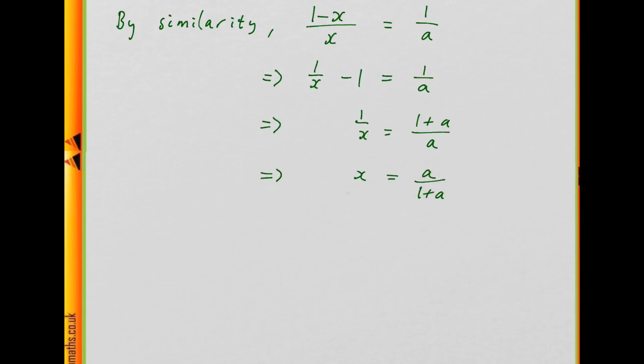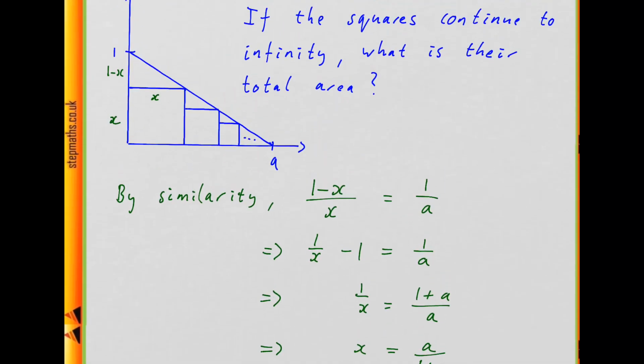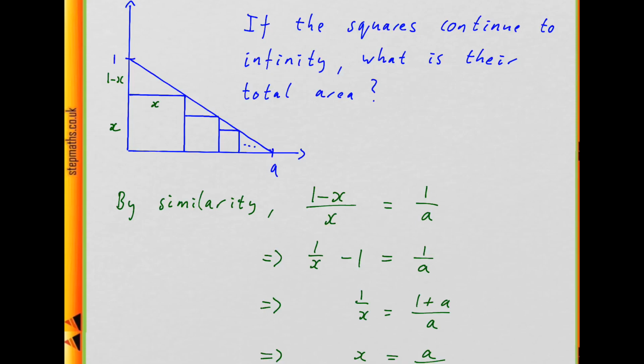Okay, so this is our value for x, but we need to find out the side lengths of each of the squares, not just the largest one. And then the thing to notice here is that we can do the same thing again. Imagine we just look at the next one and call the side lengths y.